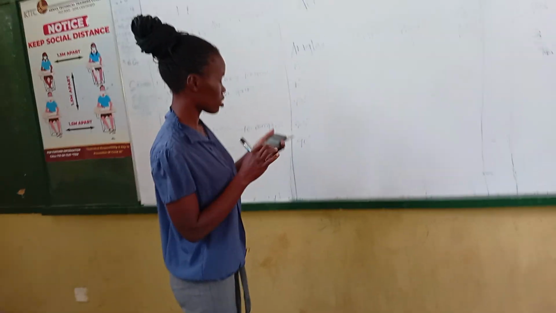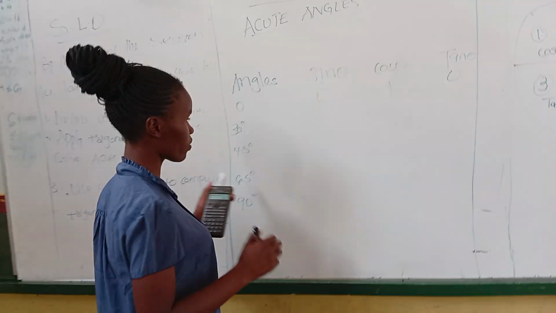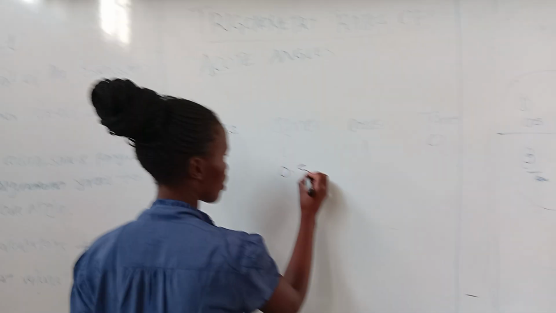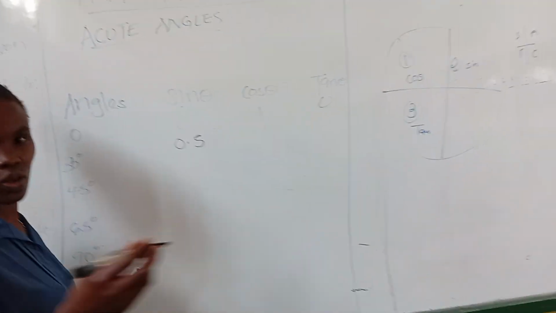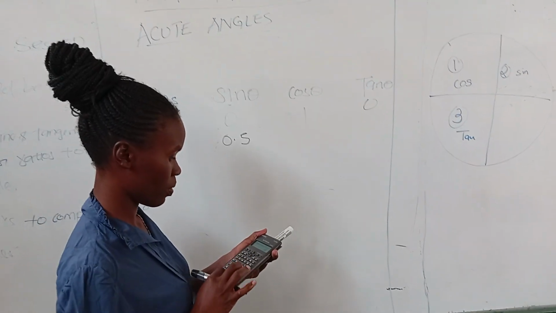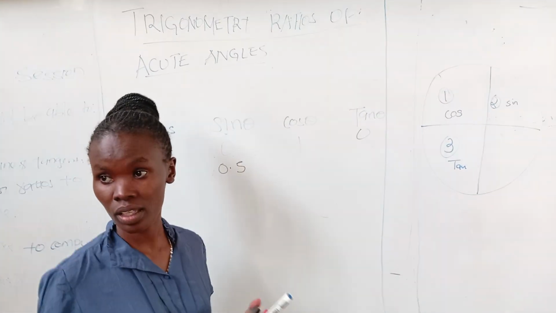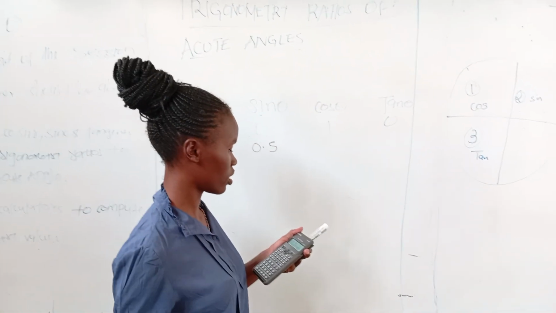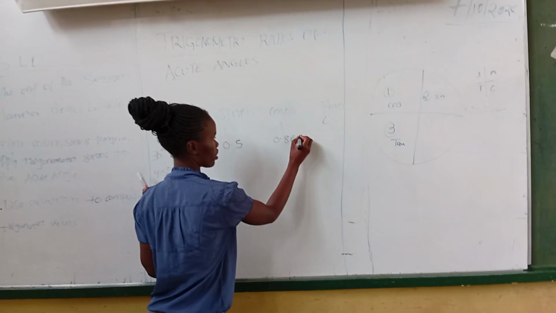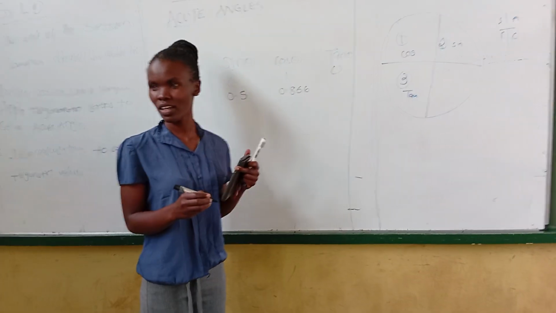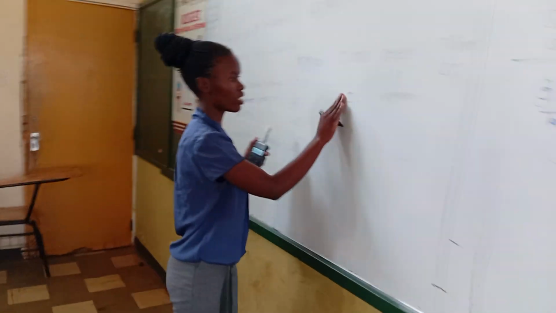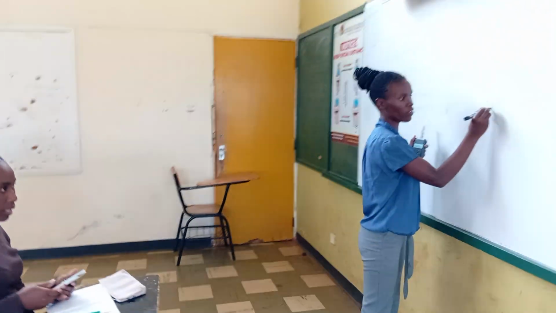Sine 30 is a half, which is equivalent to 0.5. Then cos 30, 0.9... Kindly, can you help her? 0.99. Or let me just say, I think we can use fraction. It is a half square root of 3. So it's a half.